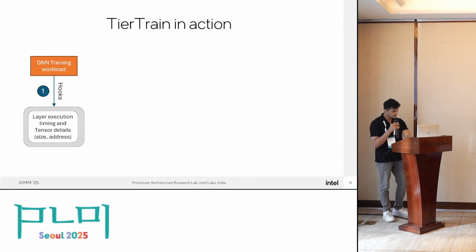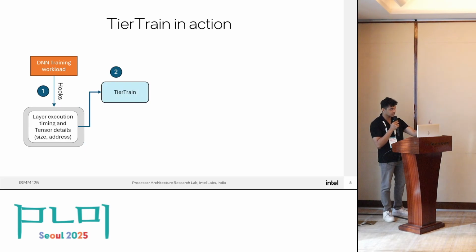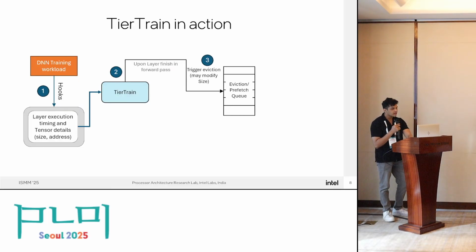So this is what TierTrain roughly does. In frameworks like PyTorch, we basically have hooks which can provide us information on all of these tensors, including their size, their address, and the timing information of all of these layers. We get this information and then pass it to TierTrain, which is basically a daemon running in the background. And then TierTrain knows when a layer is going to finish.